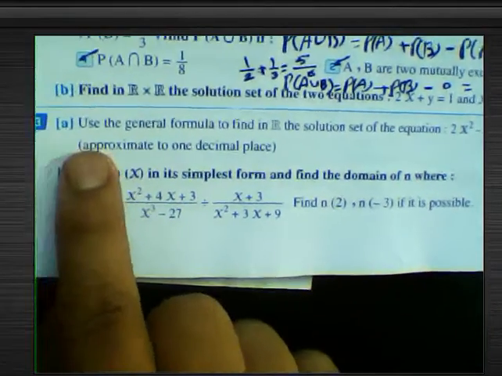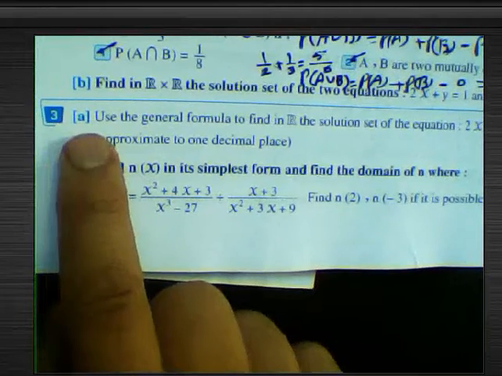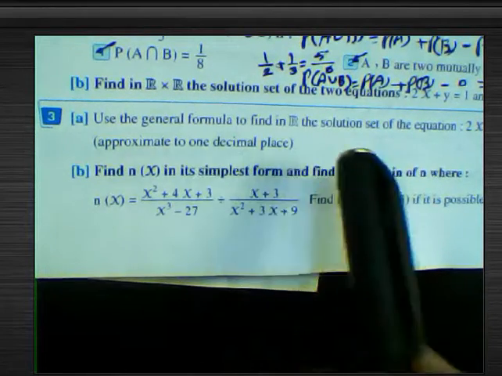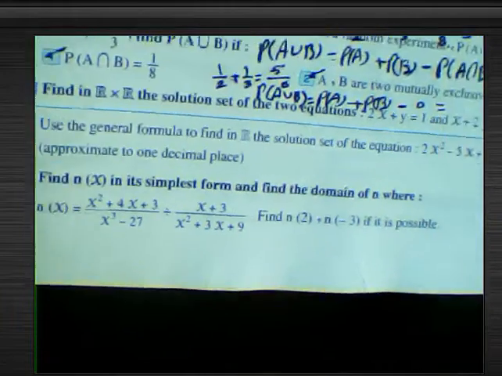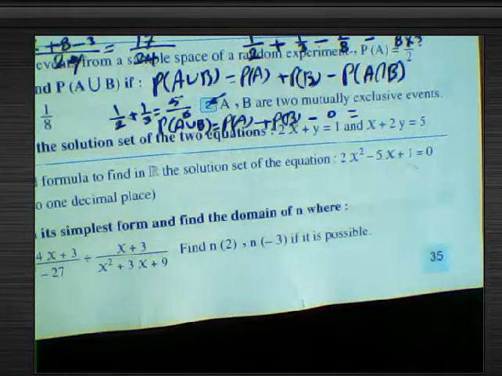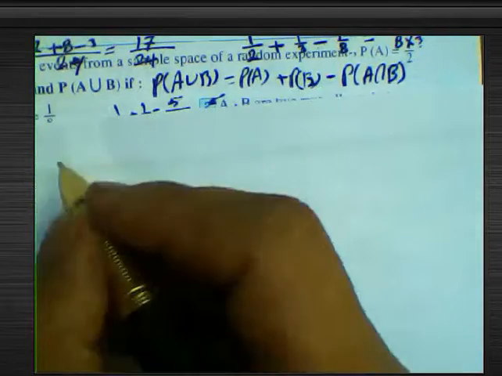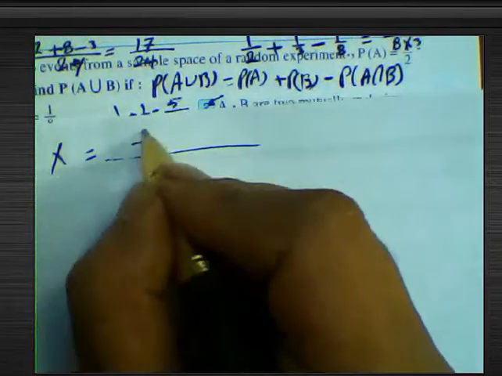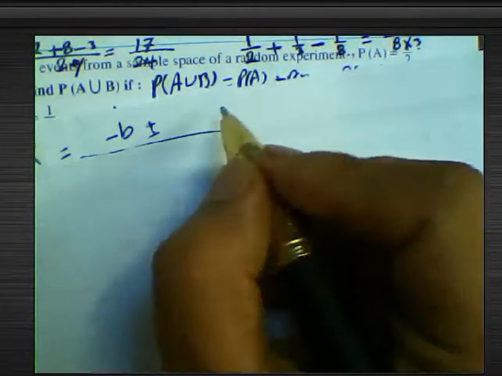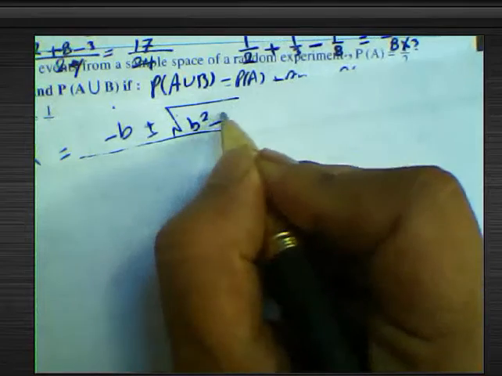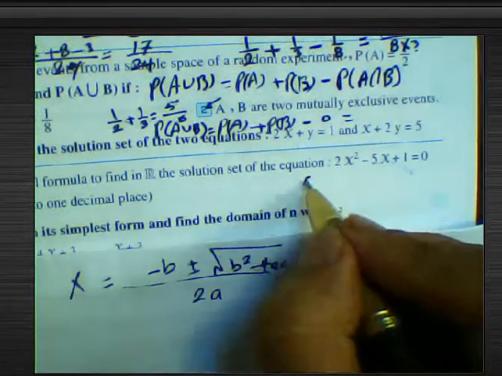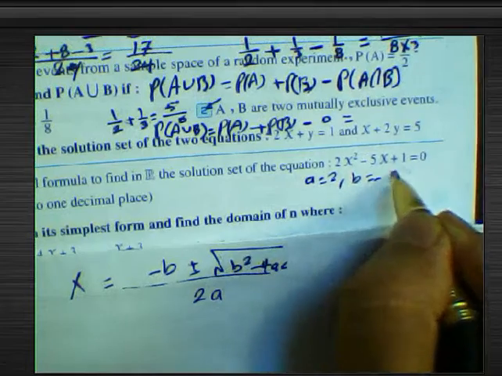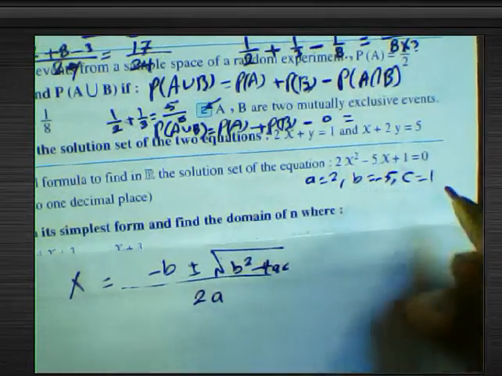Question number 3, letter A. Use the general formula to find in R the solution of the equation 2x² − 5x + 1. We can solve that here. x equals negative b, plus or minus the square root of b² − 4ac, over 2a. In this example, a equals 2, b equals negative 5, and c equals 1.